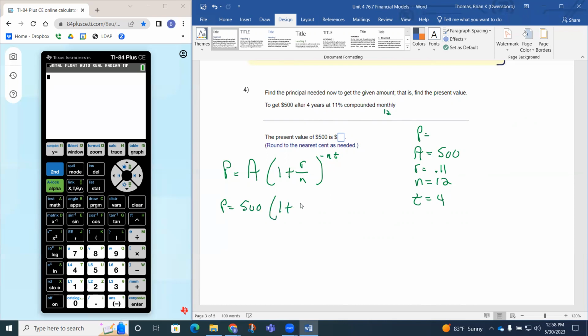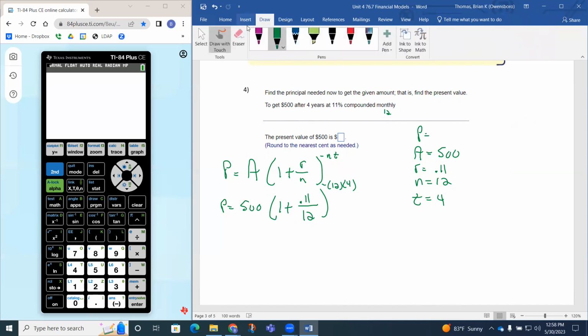We have 1 plus the interest rate, 11% or 0.11 as a decimal. The number of times being compounded is 12, and raised to the negative nt. So I have a negative, and then n was 12 and t was 4. Actually, 12 times 4 is 48, so we can just use a negative 48 there. That's why we do math in pencil, so you can look at it and say, hey, there's an easy way to write that. It's simpler, so that doesn't look as bad.